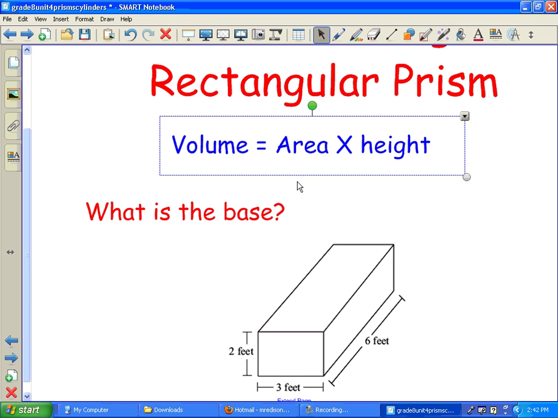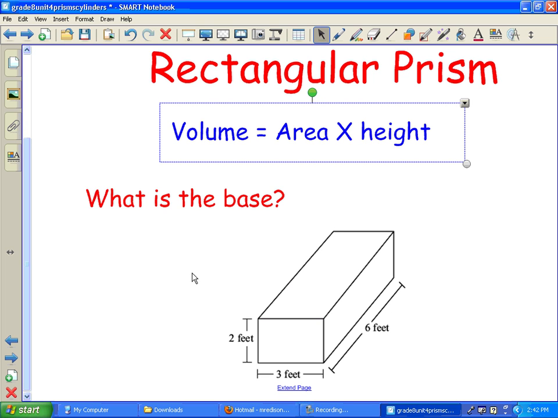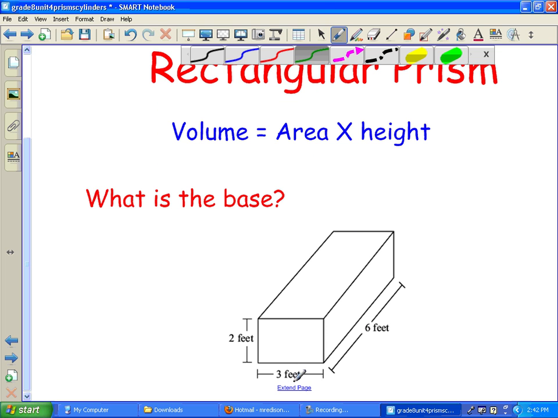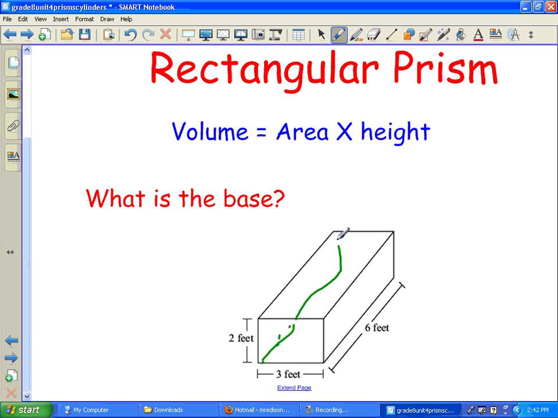The base of a rectangular prism is going to be the bottom's area, which is funny enough the same as the top. So we're going to have to find the area of the bottom here, and you can't see it very well, going right down to there like that. So this bottom right here, which is the same as the top. Let's figure it out.